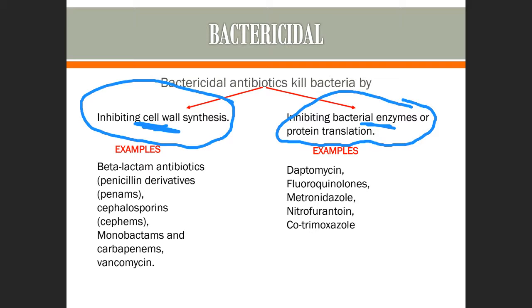It means there is a cell wall at the outer layer of the bacterial cell. So what it will do is inhibit the growth of the bacterial cell wall, inhibiting the bacterial enzyme and protein synthesis. The example drugs differ: beta-lactam drugs like penicillin derivatives, cephalosporins, monobactams, carbapenems, vancomycin, and here the different drugs like fluoroquinolone, metronidazole.